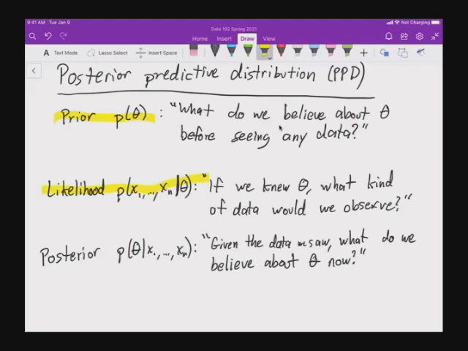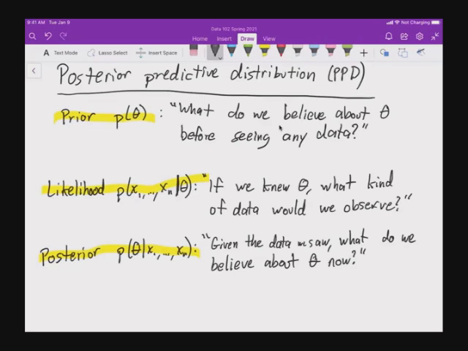And then there's the posterior, which is what we've spent the most time on understanding and diving into, which is, given that I saw the data that I saw, like I saw x1 through xn, now given that I got those particular values, what is the distribution over theta now? We had the prior, which is what did I believe in the absence of any data? And then there's the posterior, which is what do I believe now after seeing the data?